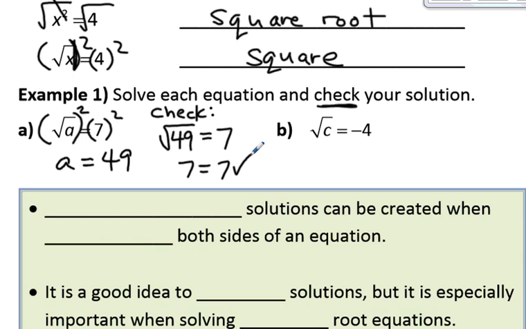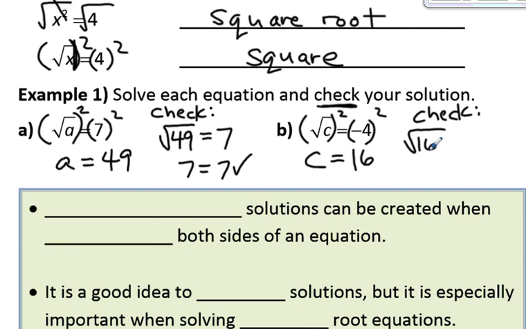But for b, this is a little different. If I have the square root of c equals negative 4, we want to get rid of the square root, so we square both sides. The square root of c squared is c, and negative 4 squared, remember a negative squared is positive, is 16. Now if you check this, the square root of 16 is equal to negative 4? But the square root of 16, with no negative sign in front of the square root, is positive 4. And positive 4 does not equal negative 4. So that is not actually a solution.